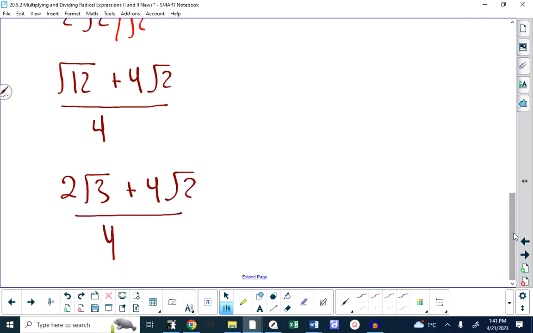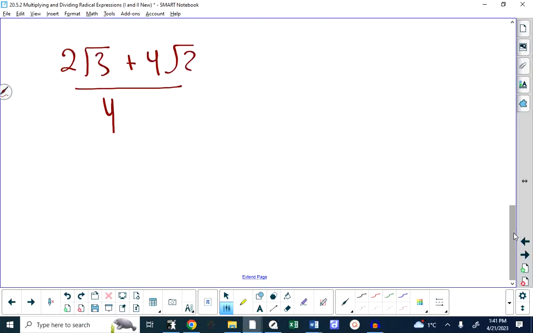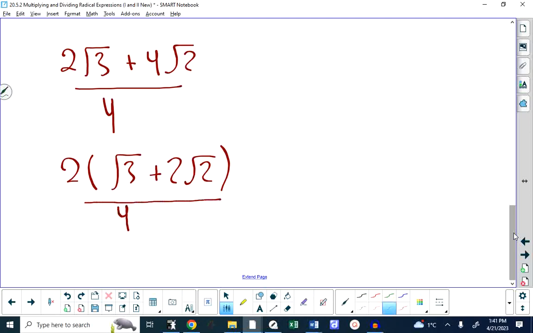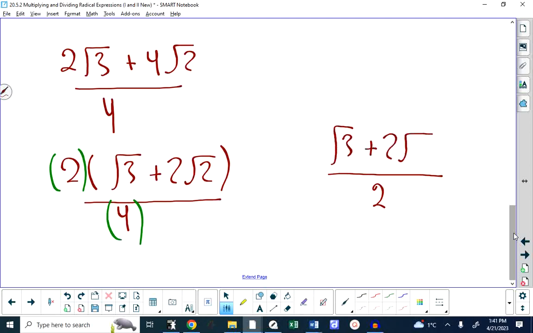Are we done? No, because you can still cancel. I can take a 2 out of the top and have root 3 plus 2 root 2 over 4. This 2 and this 4 reduced down. Got it right this time, to a 2 on the bottom, and root 3 plus 2 root 2.